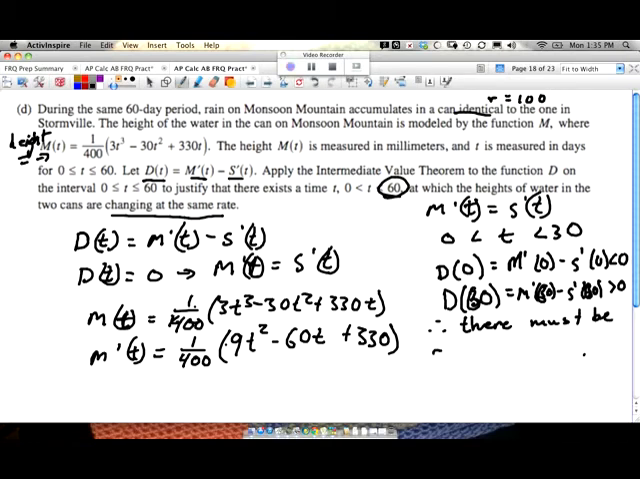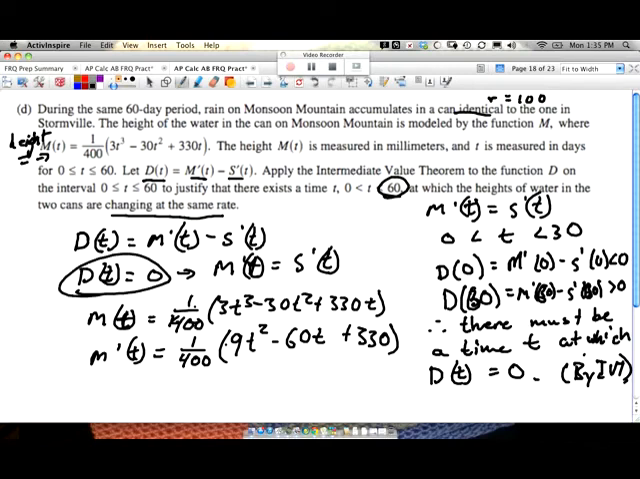There must be a time t at which d of t equals 0 by the intermediate value theorem. Okay, so that's that. The intermediate value theorem says that somewhere in the middle we equal 0, because d of t equals 0 implies that they're equal to each other. That wasn't too hard. It's kind of a roundabout way of using it.